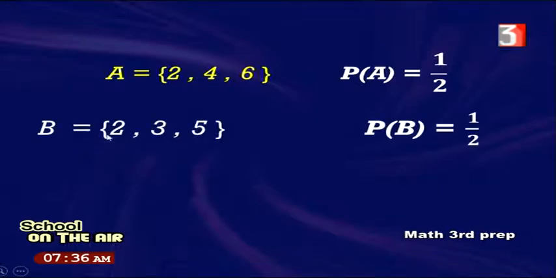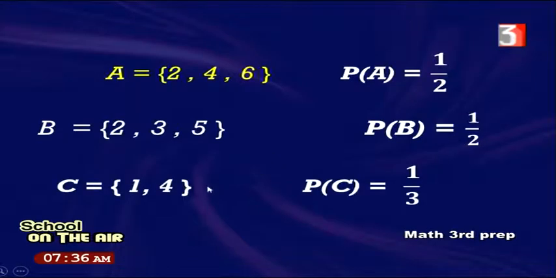B equals 2, 3, and 5. These are the prime numbers in our sample space. To get its probability, P of B equals the number of elements inside B, 3, divided by the number of elements inside our sample space, 6, and in simplest form P of B equals 1 over 2.